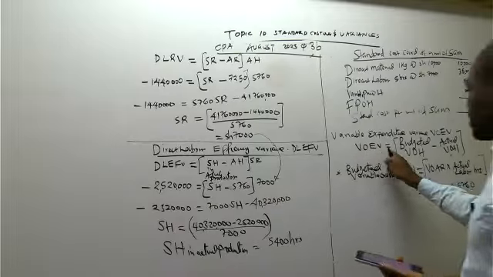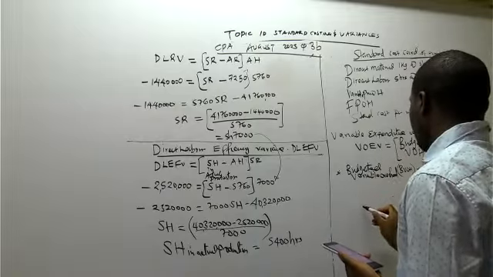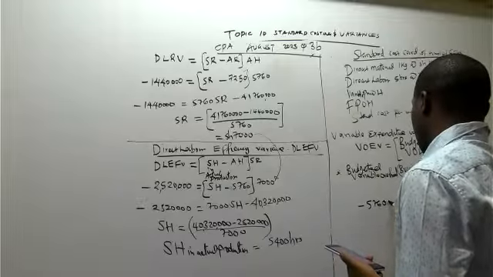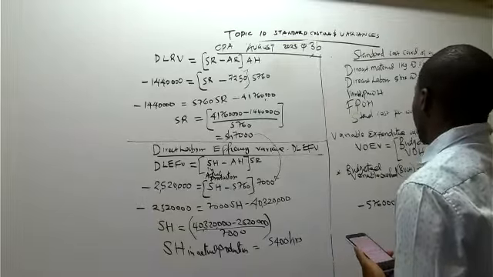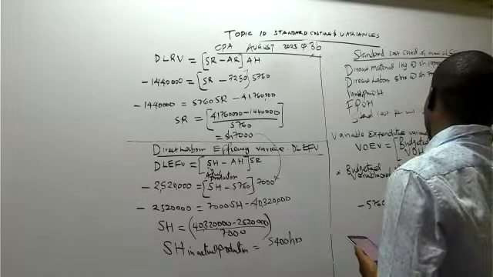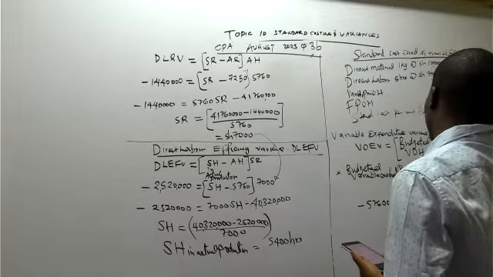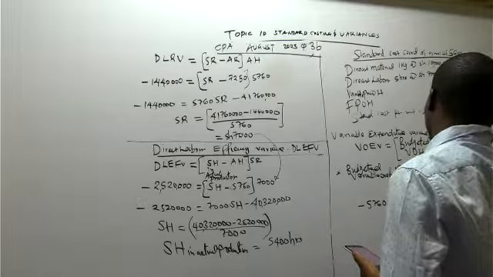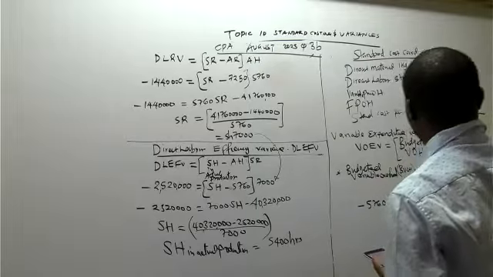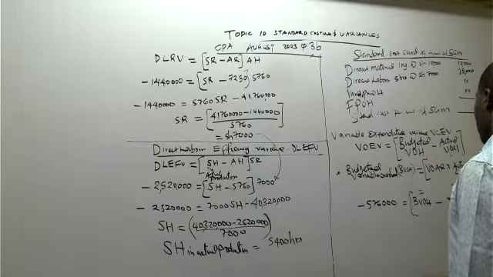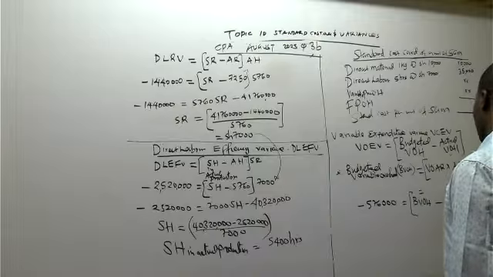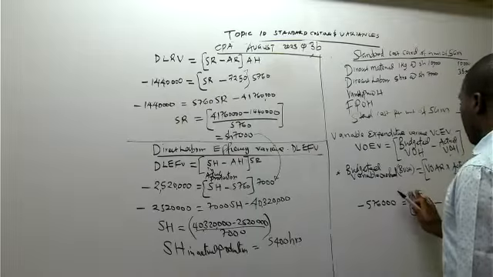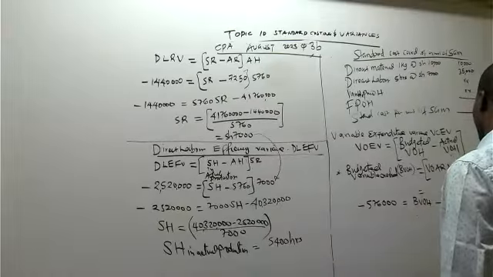Okay, so the variable overhead expenditure variance is negative 576,000. Negative 576,000 is equivalent to budgeted variable overhead minus actual variable overheads. Actual variable overheads we have been given there is equivalent to 12,096,000. That is what you have been given.